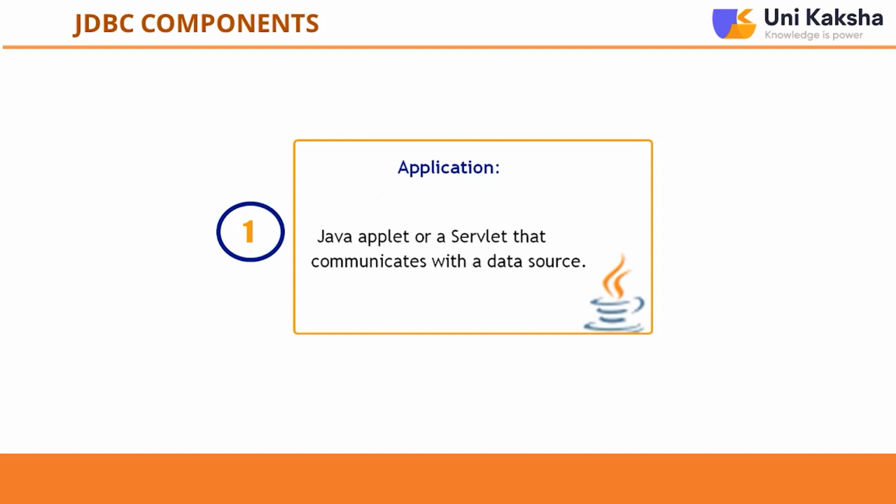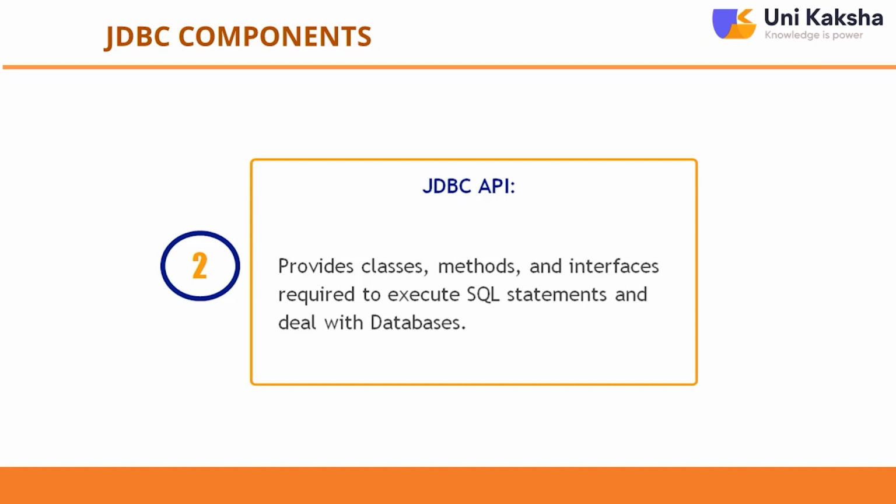The first component is the application. It is nothing but a Java applet or servlet which communicates with the data source. Second, the JDBC API. The JDBC API provides classes, methods, and interfaces which are required to execute SQL statements and deal with the databases.